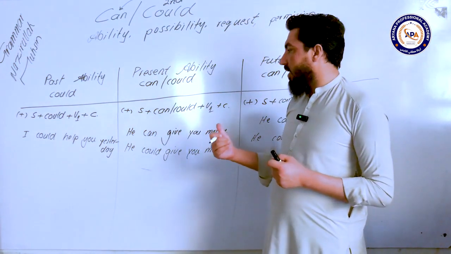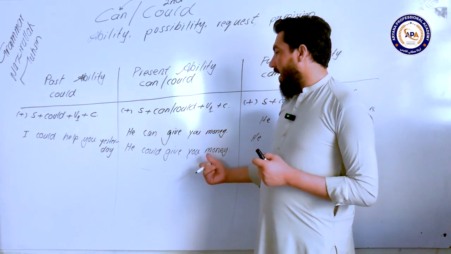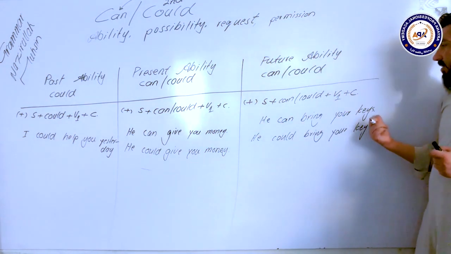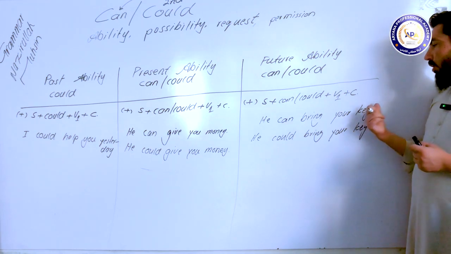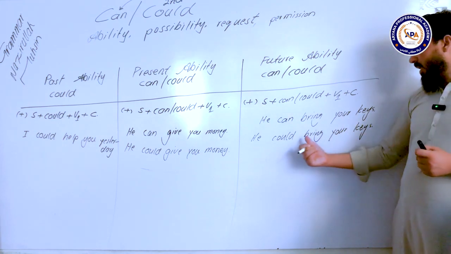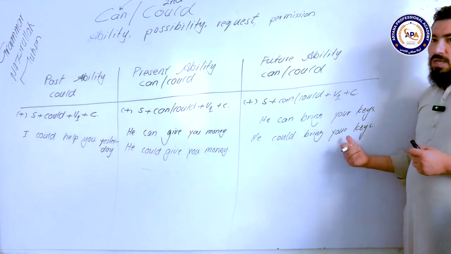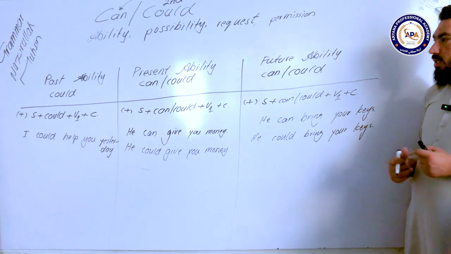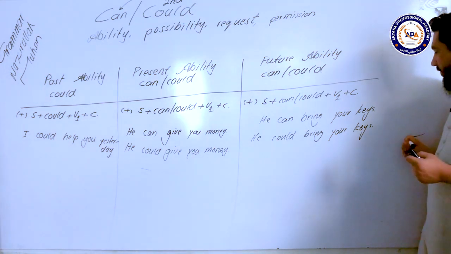I could help you yesterday. He can give you money now, and he could give you money now. He can bring your keys tonight or at 4 o'clock, and he could bring your keys on Friday, right? So there must be a time expression, then we can differentiate them.